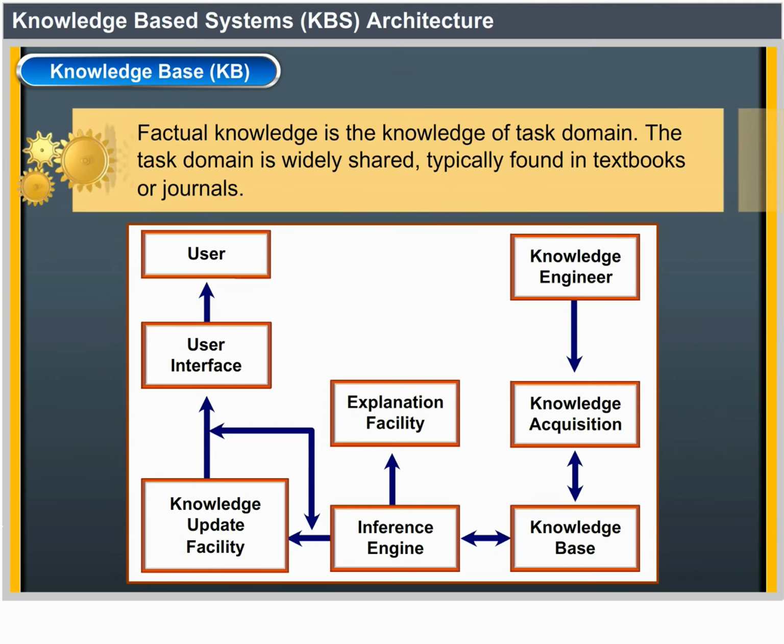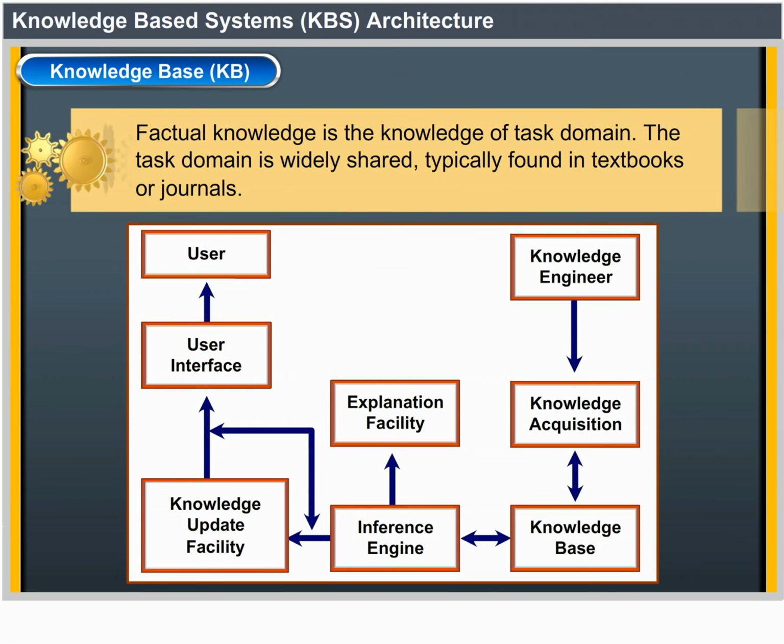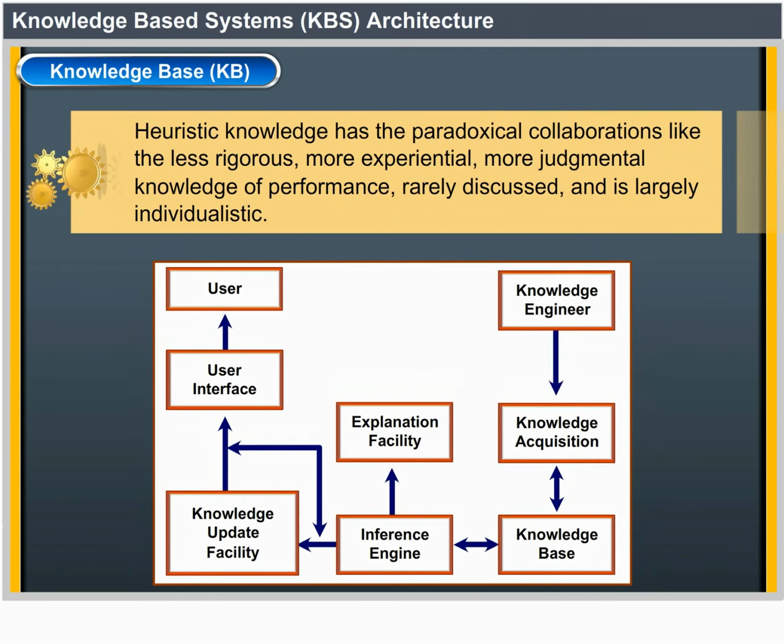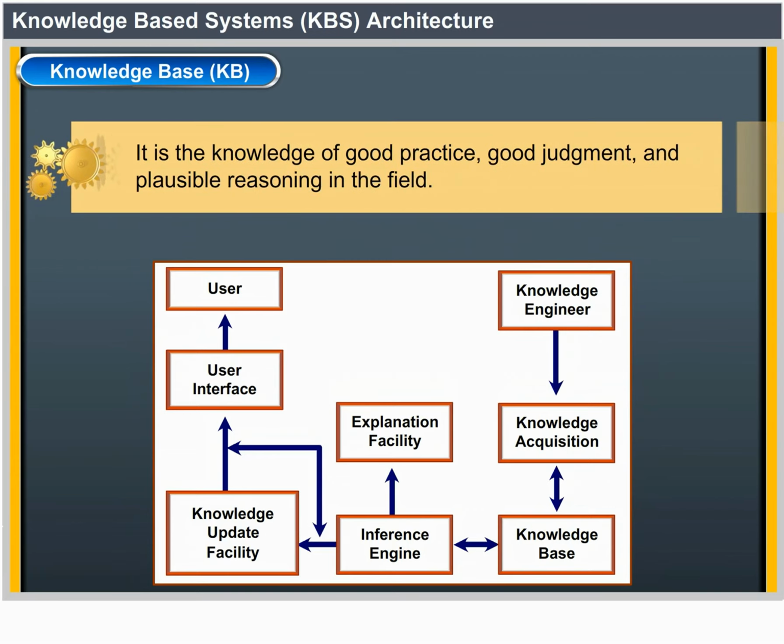Factual knowledge is the knowledge of the task domain. The task domain is widely shared, typically found in textbooks or journals. Heuristic knowledge, by contrast, is less rigorous, more experiential, and more judgmental knowledge of performance, rarely discussed, and largely individualistic. It is the knowledge of good practice, good judgment, and plausible reasoning in the field.